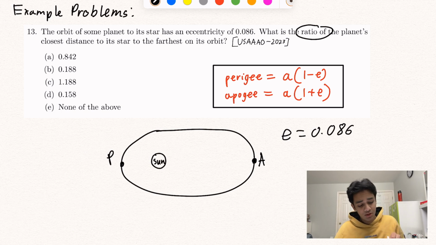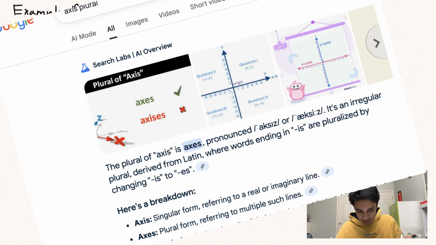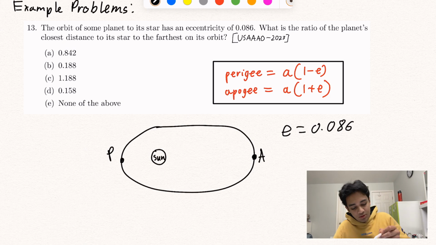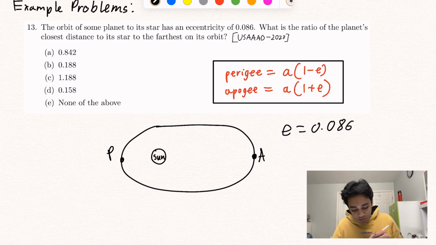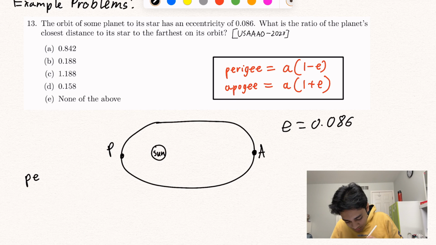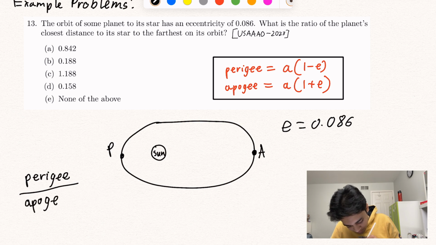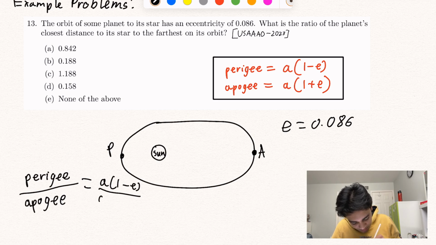But if you read the problem again, we'll realize that we're doing just fine. They asked for the ratio of the 2 distances, right? So when we divide them out, the semi-major axes will cancel out anyway. So let's start doing the problem. They want the closest distance, which is perigee, over the furthest distance, which is apogee. So this would equal a(1 minus e) over a(1 plus e).